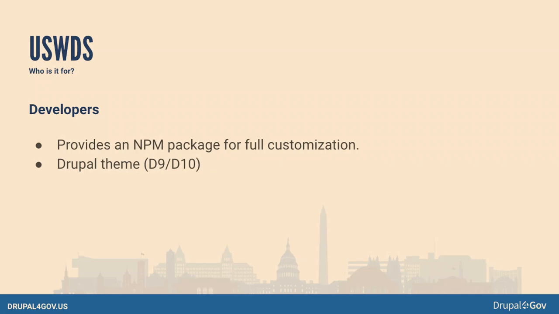For developers, in the most simplistic terms, you're talking about an NPM package that has all kinds of customization. There's also a Drupal theme out there that's both Drupal 9 and 10 compatible. There are also organizations that have rolled their own and worked with the US Web Design System in its infancy, organizations like Forum One and Bixal, who were among the early adopters of the U.S. Web Design System. CivicActions is another one that is heavily involved in it. If I'm leaving you out, it's just because I'm not familiar with it.